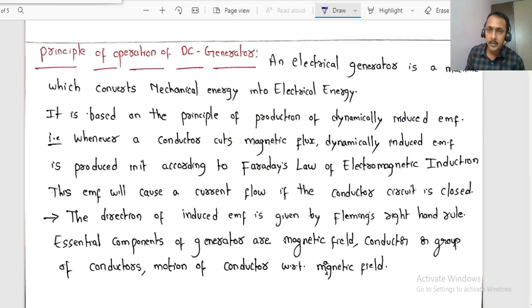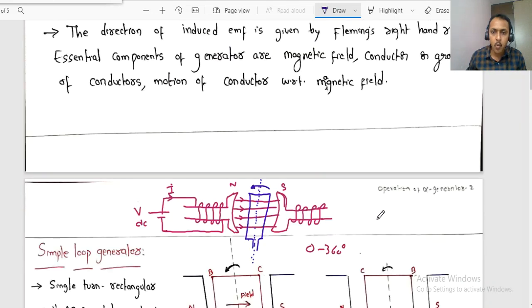How do you understand that? For example, in between the north pole and south pole, even though there is a magnetic field, if the conductors are not moving or rotating, if they are stationary, then there won't be any EMF induced in them. Similarly, if there is no magnetic field and the conductor is simply rotating, then also there won't be any induced EMF in it.